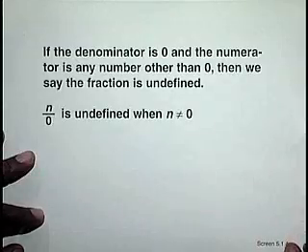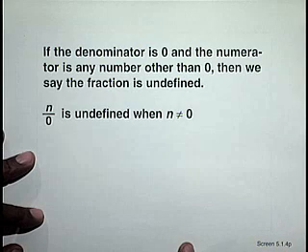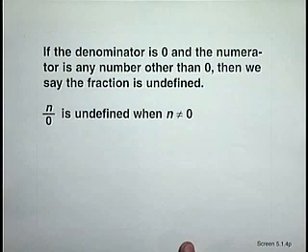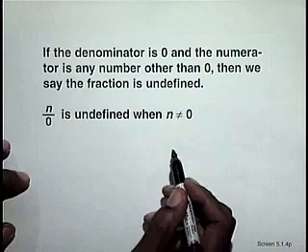Let's look at another rule involving simplification of fractions. If the denominator is 0 and the numerator is any number other than 0, we say the fraction is undefined. Here we have n over 0 is undefined, again when n is not equal to 0.